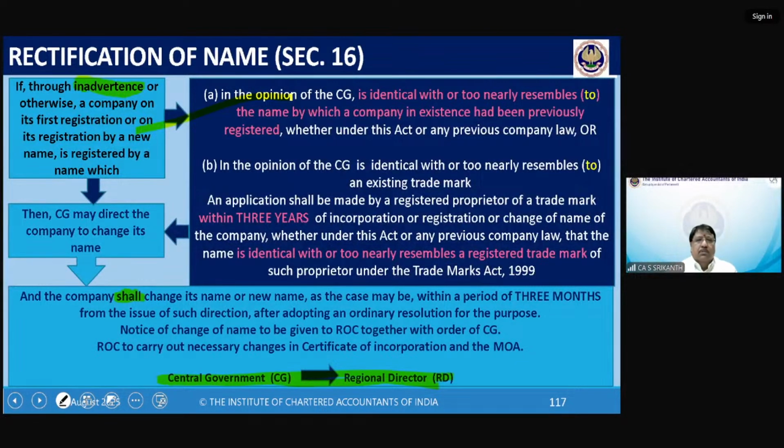Bad English. That's not the way I learned English. Okay. "Is identical with or too nearly resembles the name by which." See, this "resemble to" is a typical Indian mistake in grammar. See the preposition, it's wrong because of vernacular translations. That's why they think in vernacular and translate into English. That's a problem. They can't think in English.